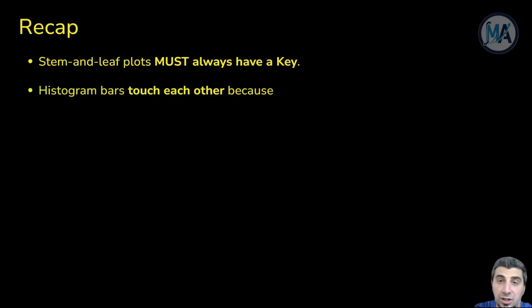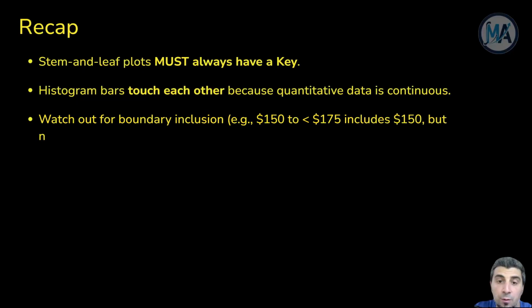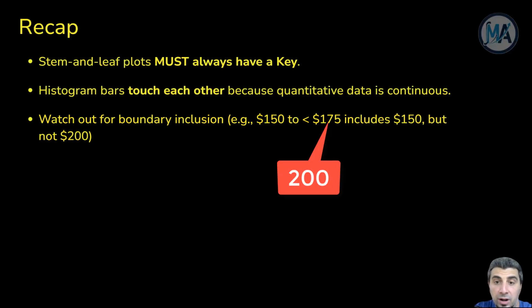All right, so a quick recap for stem plots and histograms. Remember, stem and leaf plots must always have a key. Histogram bars have to touch each other because you're dealing with quantitative data, which is continuous. The only case where you would have a gap is if there are no data values for a particular bin. And also watch out for boundary inclusion. 150 to 200 includes 150, but not 200. 200 would be the beginning of the next bin.